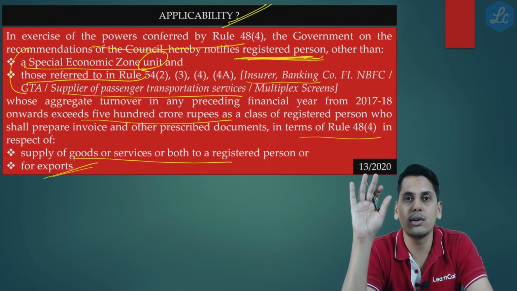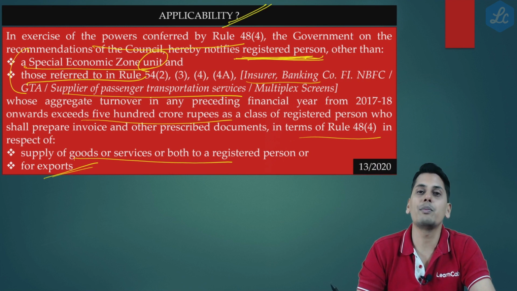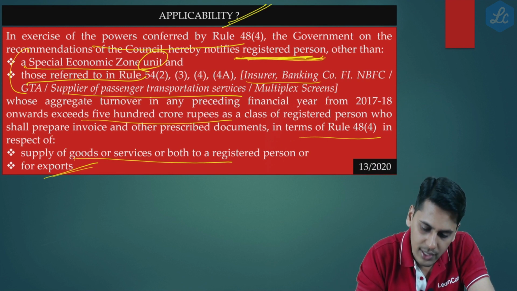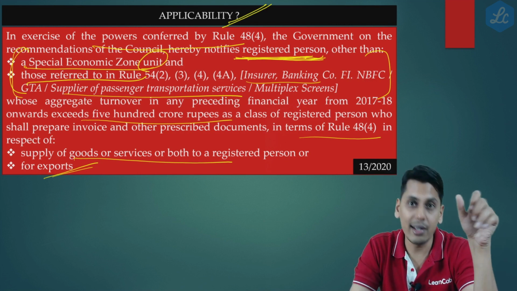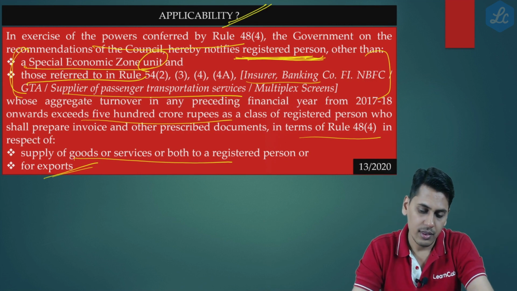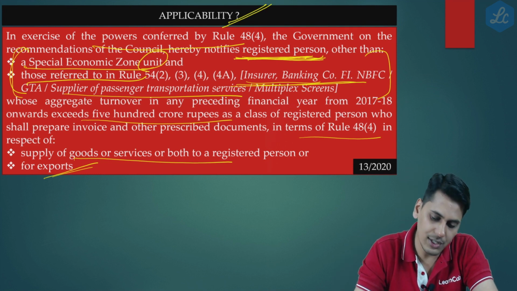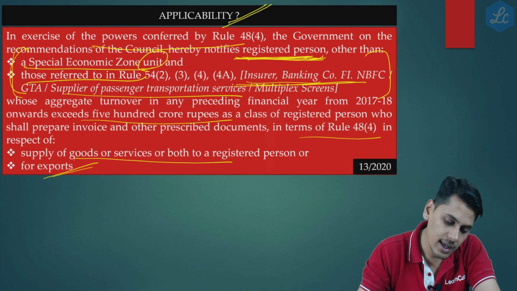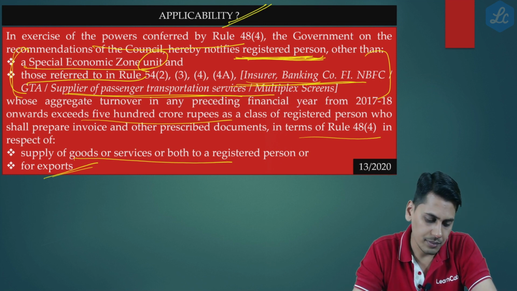Notification 13/2020 tells you that 48 sub rule 4 shall be applicable to whom? It shall be applicable to registered persons other than these persons. So friends, who are ruled out? SEZ unit is ruled out. These specified suppliers are ruled out: insurers, banking companies, financial institutions, NBFCs, GTA, supply of passenger transportation services and multiplex screens. These are ruled out.